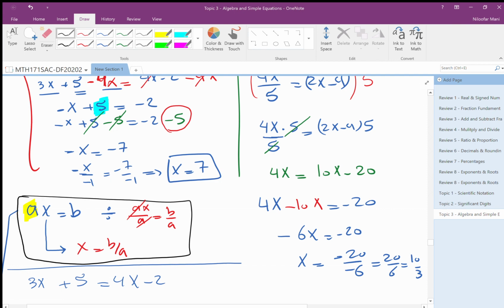When I reach this part, I say x is b over a. B is the right side, a is beside x, which is bothering me and I don't want to see it, because I want to say x equals what number, not ax. And then I am done.